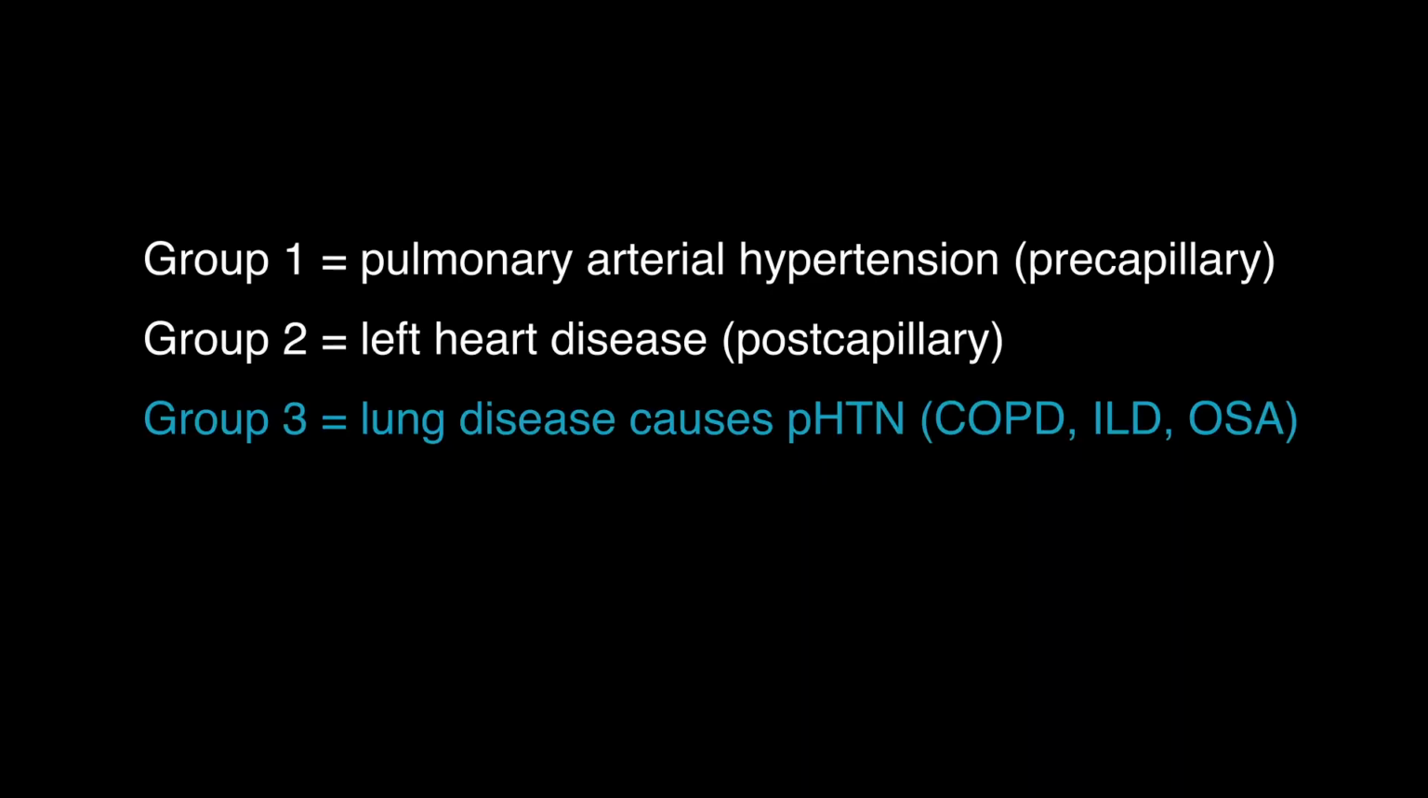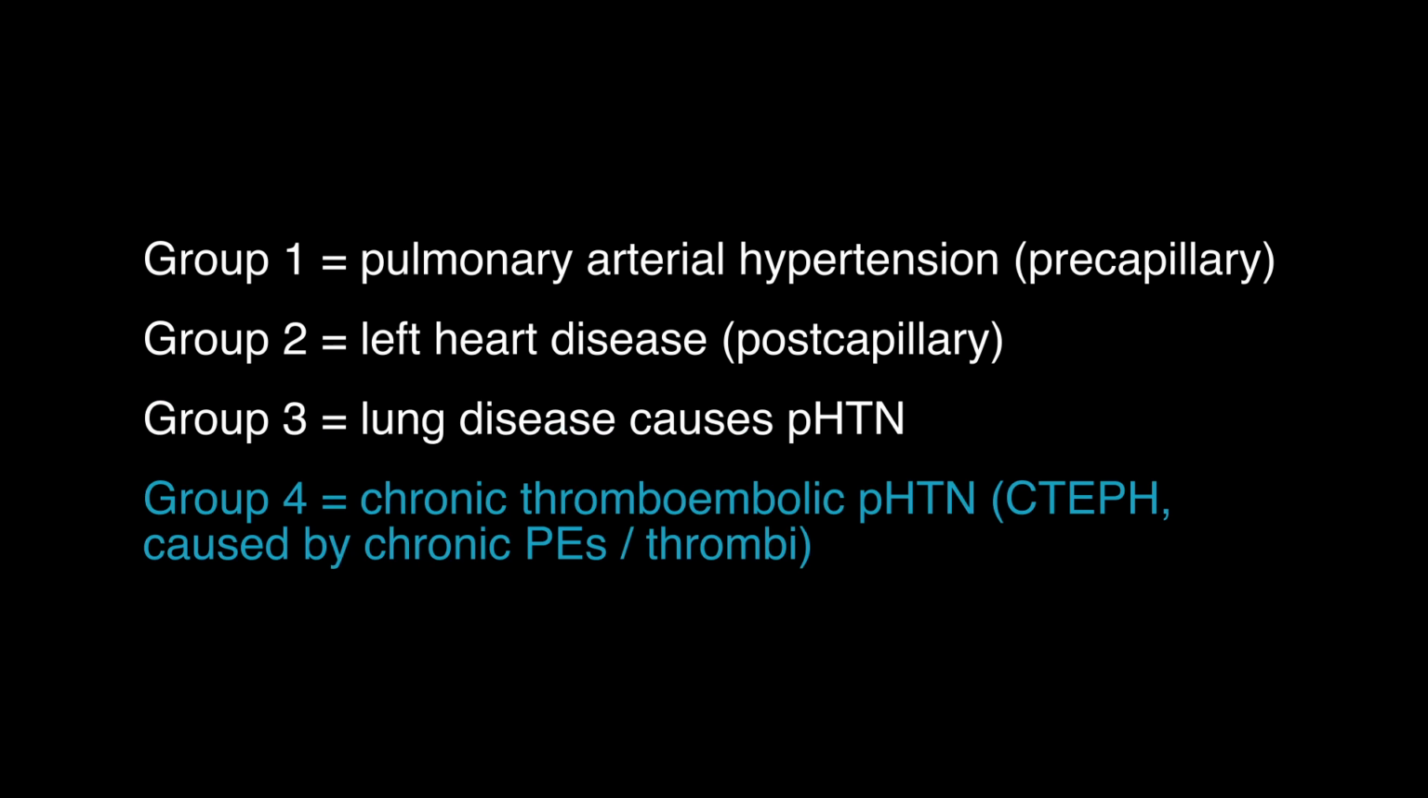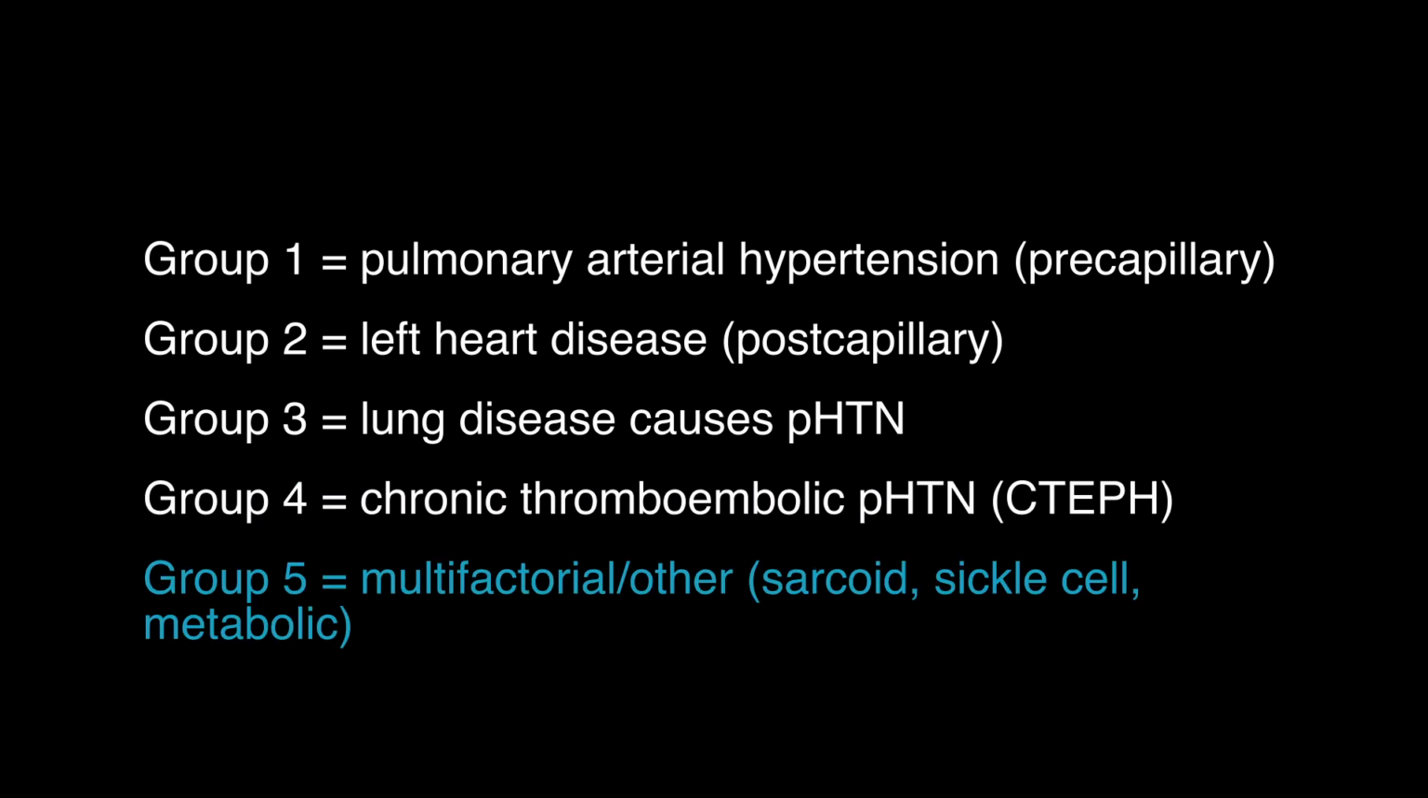Group 3 is lung disease or chronic hypoxia. This is going to be COPD, interstitial lung disease, or OSA. Group 4 is chronic thromboembolic pulmonary hypertension, or CTEPH. This is caused by chronic PEs. And lastly, group 5 is multifactorial or an unclear cause. So this would be sarcoidosis, hematologic causes, sickle cell disease, and metabolic disease.